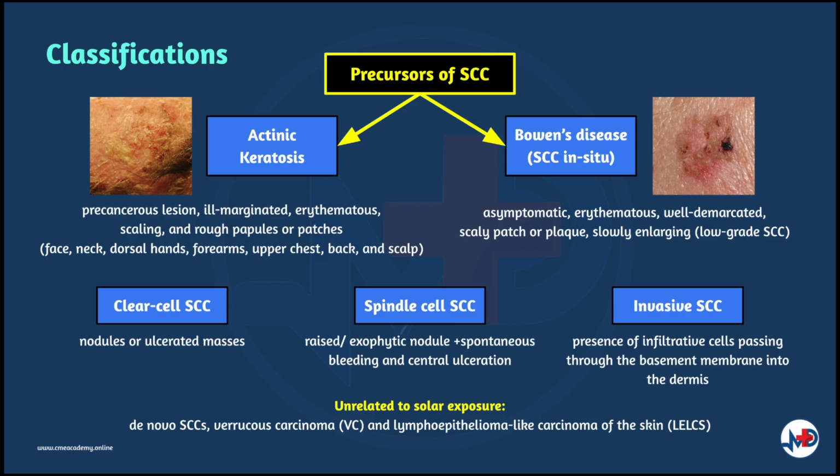Rarer subtypes include clear cell carcinoma, spindle cell carcinoma, and squamous cell carcinoma with single-cell infiltrates. Spindle cell squamous cell carcinoma has raised or exophytic nodules with spontaneous bleeding and central ulceration. If it is ulcerated or nodular, it is most likely to be clear cell squamous cell carcinoma. Invasive squamous cell carcinoma has infiltrative cells passing through the basement membrane into the dermis. Squamous cell carcinoma that are unrelated to solar exposure include de novo squamous cell carcinoma, verrucous carcinoma, and lymphoepithelioma-like carcinoma of the skin, or LELCS.